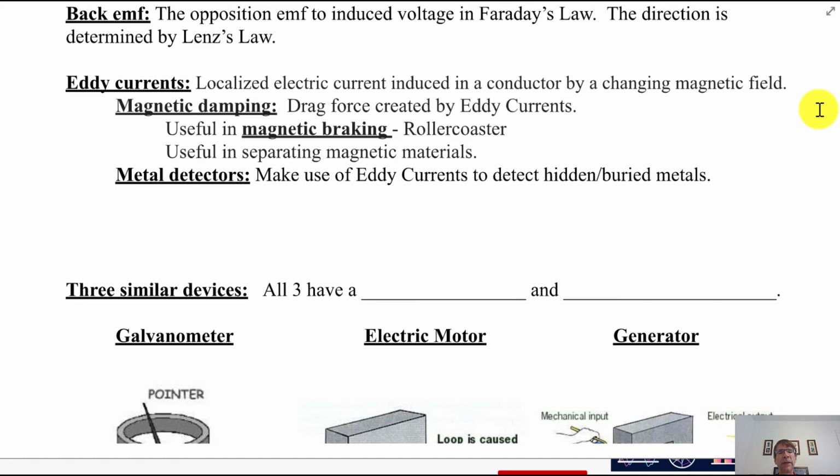All right, there's one more major topic in this unit, and that is transformers. So stay tuned for that. We're not talking about transforming a car into a person like the Transformers movies, but we're talking about transforming voltages from one type to another type, or one magnitude to another magnitude.